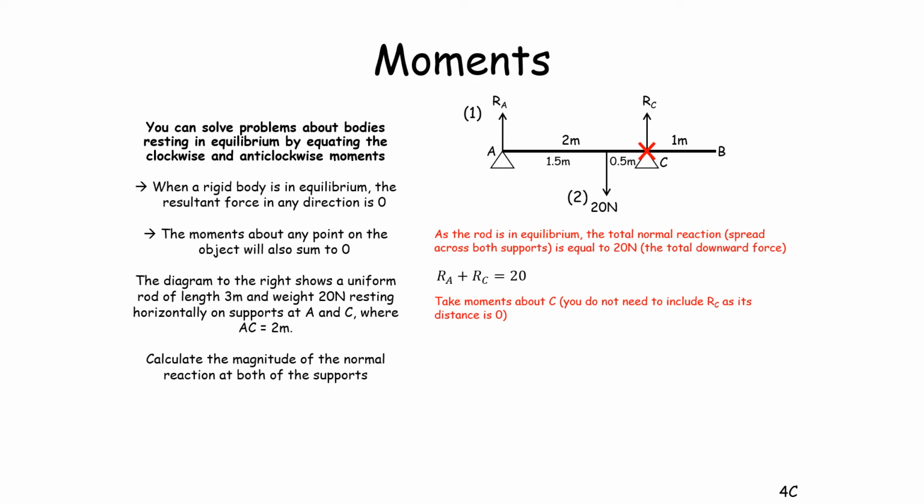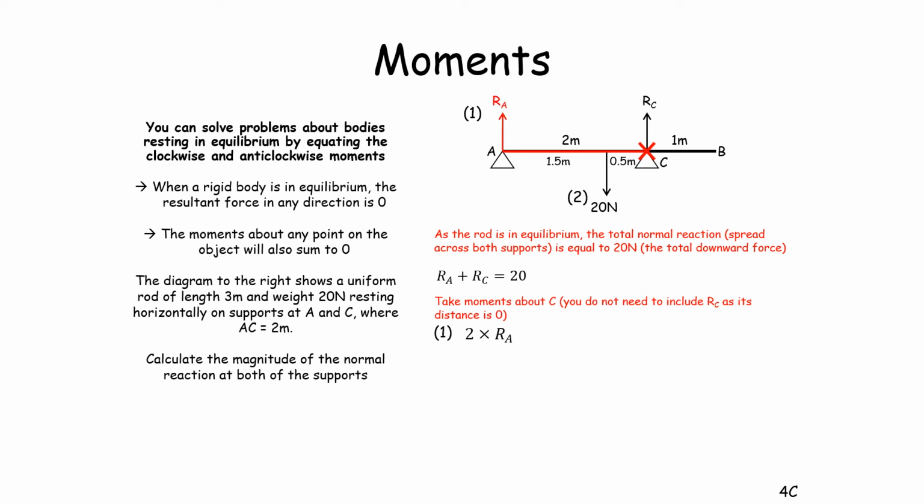So what I'm going to do is take moments about C. So I'll just pull you across here. If I take moments about C, I only have these two forces to work with. Why do you think we don't need to work with RC? So clearly RC from C, the perpendicular distance is 0, so we don't need to worry about this. And that's the whole point of taking moments about C. If you take moments about C, we don't need to worry about RC. If you take moments about A, we don't need to worry about RA.